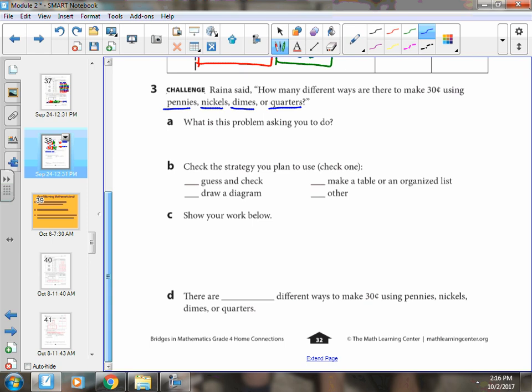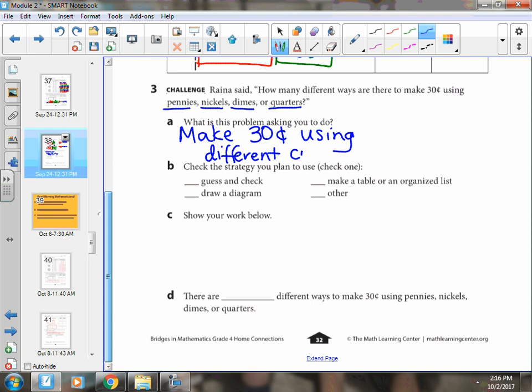But we could do mostly quarters and something else. So you could either just do pennies, just do nickels, just do dimes, do quarters and something else, or do a combination of everything. There are a ton of ways to make 30 cents using all 4 of these coins. So what's the problem asking you to do? They're asking us to make 30 cents using different coins.